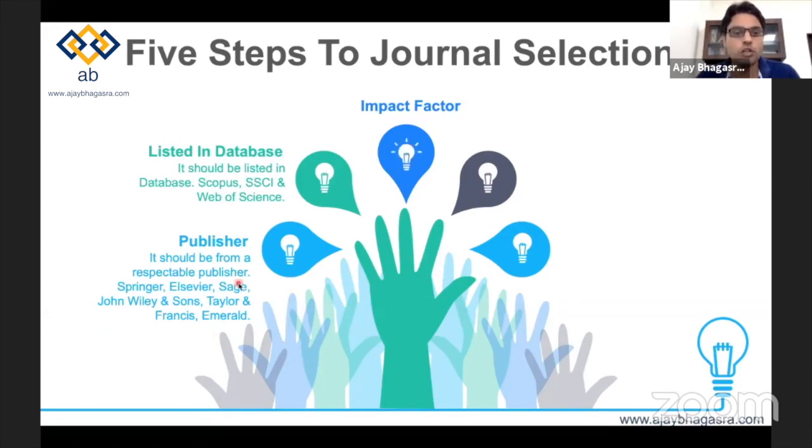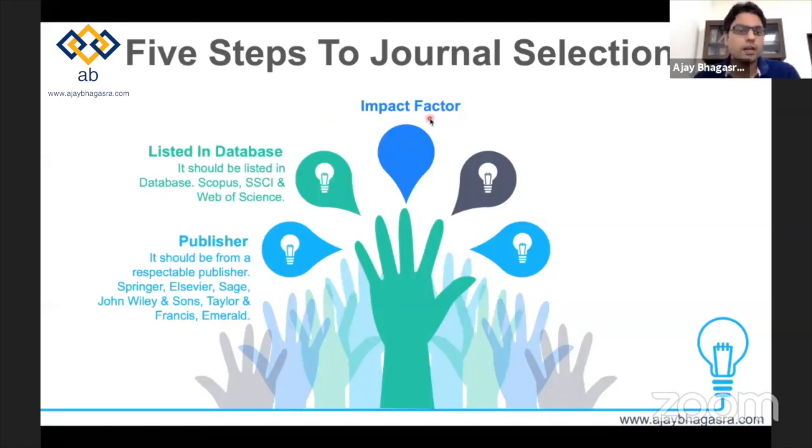So if you only look for that, I would like to publish in Springer and elsewhere. Springer might be publishing some journals which do not have an impact factor and which are not listed in any of the databases. So it is easy to get published in that journal, which is still being published by Springer. Then if you go for the database criterion, you are making your task a little difficult. If you are going for the impact factor, it is making your task more difficult.